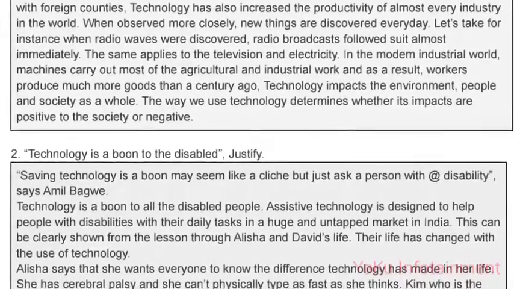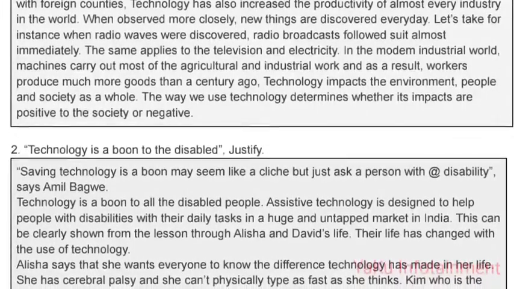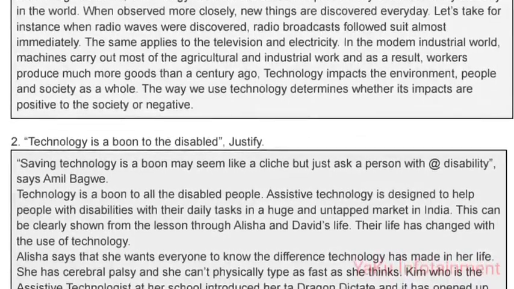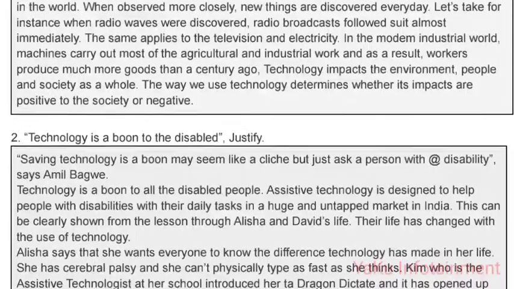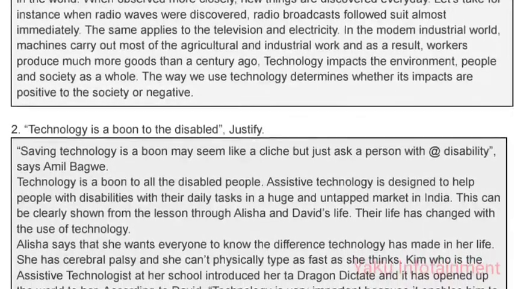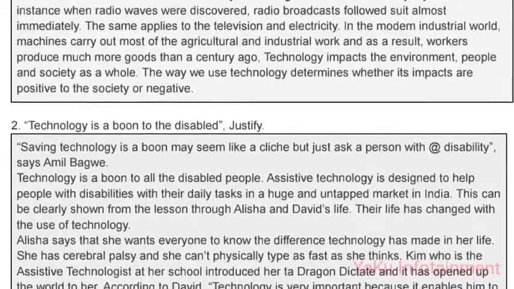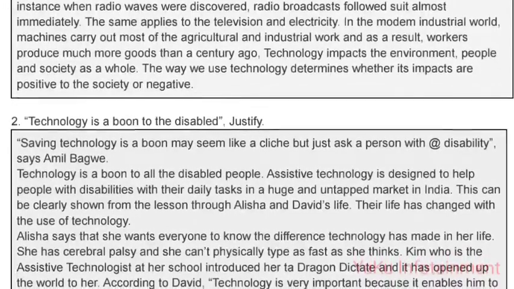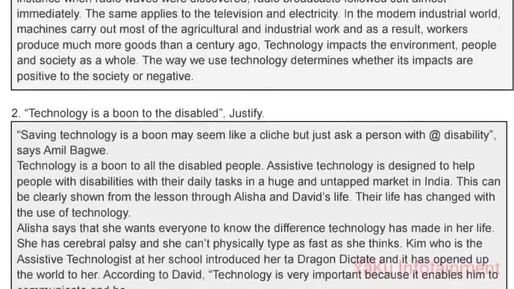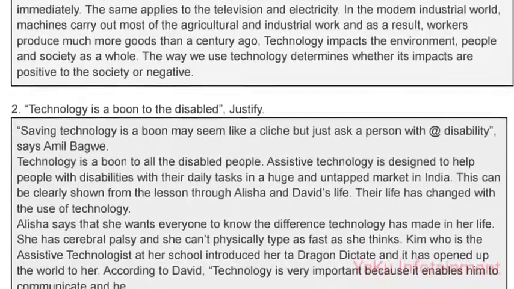2. Technology is a boon to the disabled. Justify. Saying technology is a boon may seem like a cliche, but just ask a person with a disability, says Amil Bagwe. Technology is a boon to all the disabled people. Assistive technology is designed to help people with disabilities with their daily tasks, in a huge and untapped market in India.